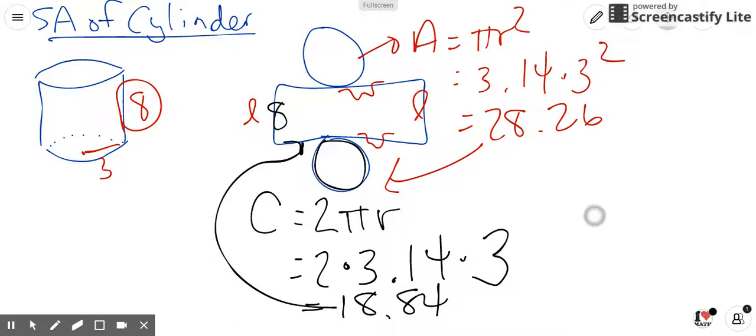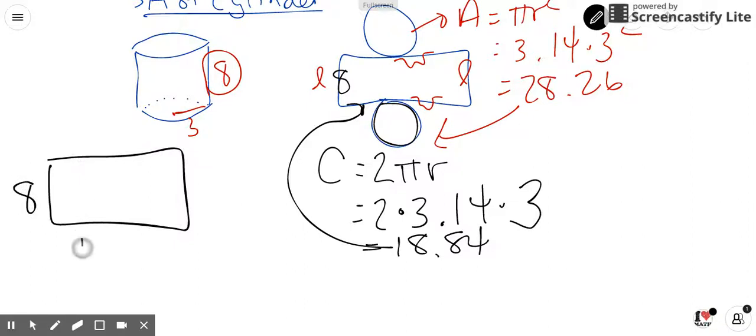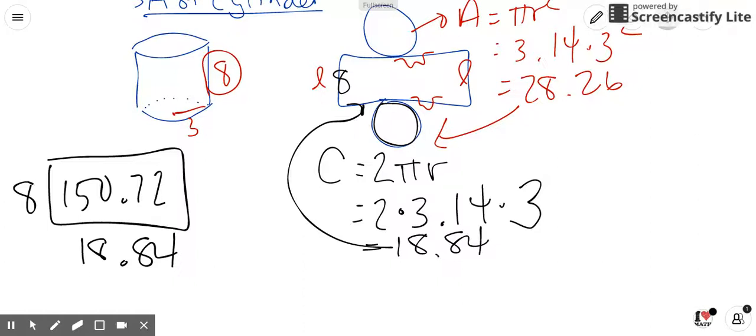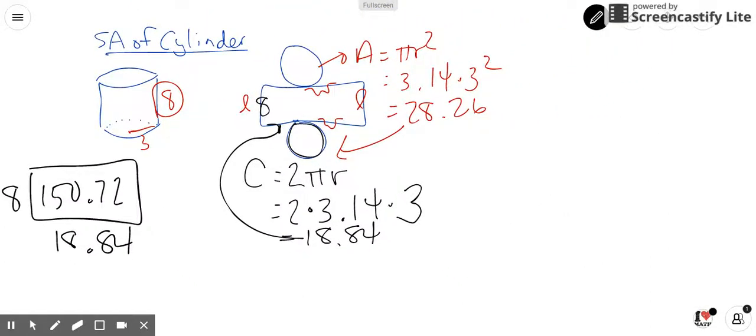So now let me redraw this here so that we can see this and we understand what's going on and we don't get things confused. I have a rectangle. It looks like this. This side is 8, the length. The width is 18.84. We're looking for the surface area of this cylinder, so we need to multiply those together to get the area of the rectangle, which is going to be 150.72.